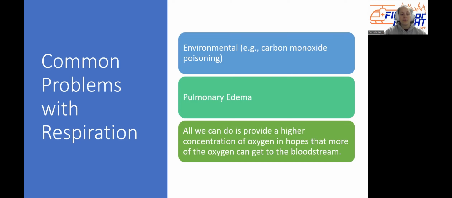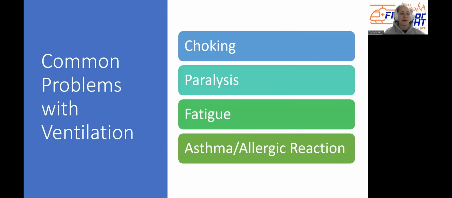And we're going to talk about more ways to do that in a later presentation here. You can also have problems with ventilation. Now, there are many, many problems with ventilation. These are just a few examples that are probably the most common. So remember, ventilation is moving air into the body and out of the body. So one example would be if someone's choking. If their airway is occluded with food or some other object, they're not going to be able to move air into and out of their lungs because their trachea is occluded.